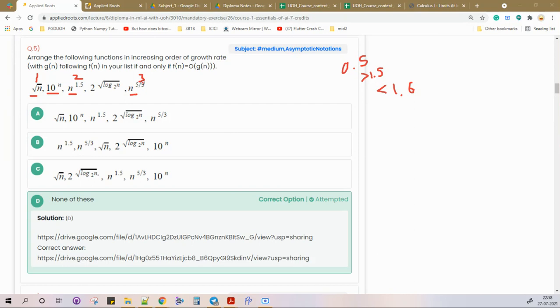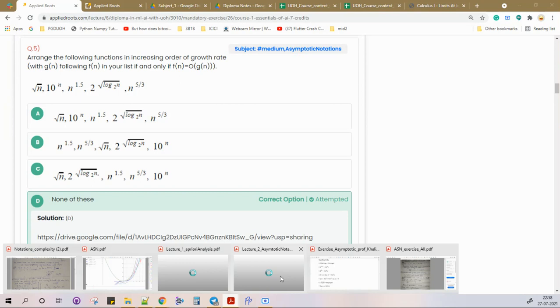So this order we know. Now we need to compare the rest of the things: 10 to the power n, and 2 to the power under root log n, and we will compare with this guy or this guy. Let's see how we can solve that, because I can't write everything. So let's jump on to the solution. How can we make the comparison now? The answer is not given, so let's see what the correct answer is.